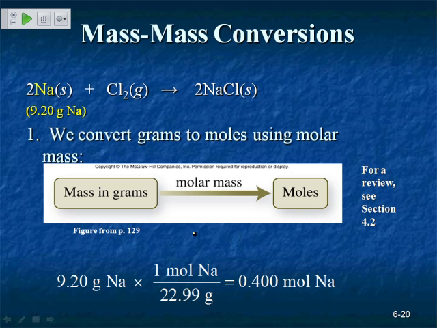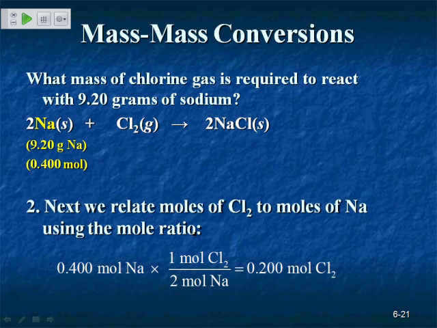Now you can do the mole ratio part, because now you know how many moles of sodium you have. Now you can read the question this way: if you have 0.400 moles of sodium, how many moles of chlorine are required? So you can calculate the number of moles of chlorine required. That is your second step, relating the moles of chlorine to moles of sodium. As I said, this is the heart of the problem which you have been practicing so far.